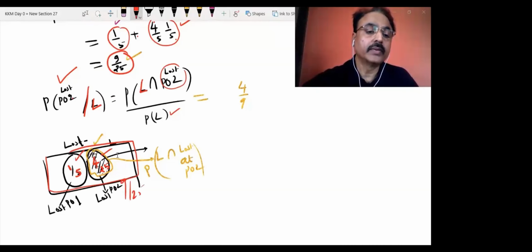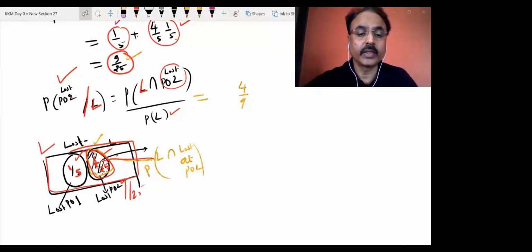Out of that, the intersection of lost, this L, and lost in second post office, this is marked here, you see. This is the intersection part: L intersection lost in second post office is 4 by 25. So this becomes 4 by 25, and totally lost is 9 by 25. Hence 25 cancels, 4 by 9.